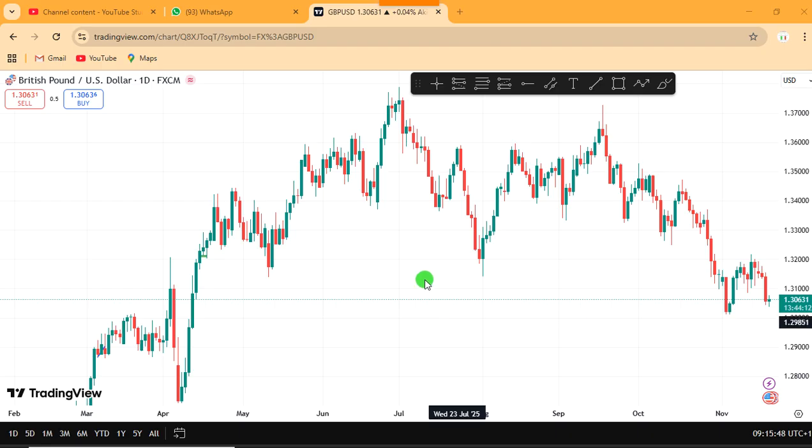We're starting with the pound dollar, and of course, you can see something familiar here, something like a circular momentum, or what some people call head and shoulders. Whatever you call it, it's nice. But then this is appearing on the daily chart.